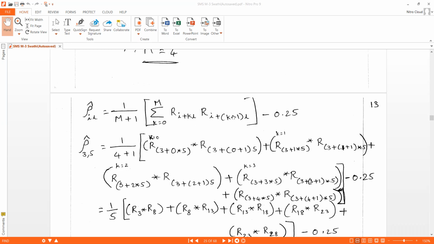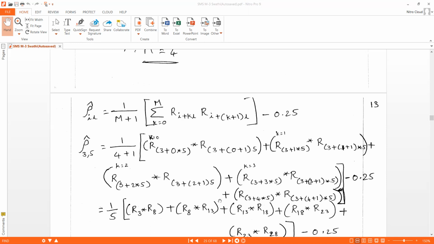If you consider k equal to 3, the term will look like this: R of 3 plus k, where we are taking the k value as 3, so 3 into L, where L is 5, into R of 3 plus k, where k is 3, plus 1 into L, where L is 5. Okay, we'll substitute the L value 5 here.